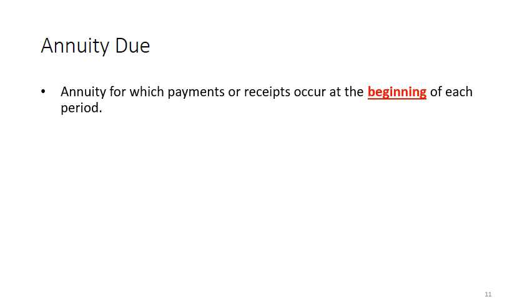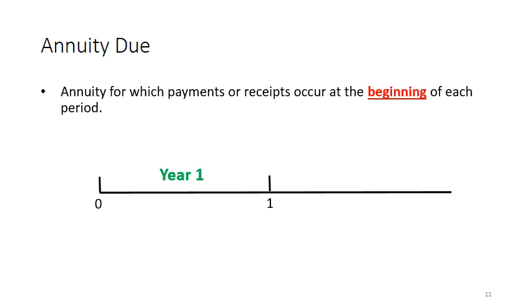Annuity due. Annuity for which payments or receipts occur at the beginning of each period. I stress again, this is at the beginning. So look at year 1 period. 0 is the beginning and 1 is the end of year 1. So the payment occurs at the beginning. I stress again, annuity due occurs at the beginning of each period.